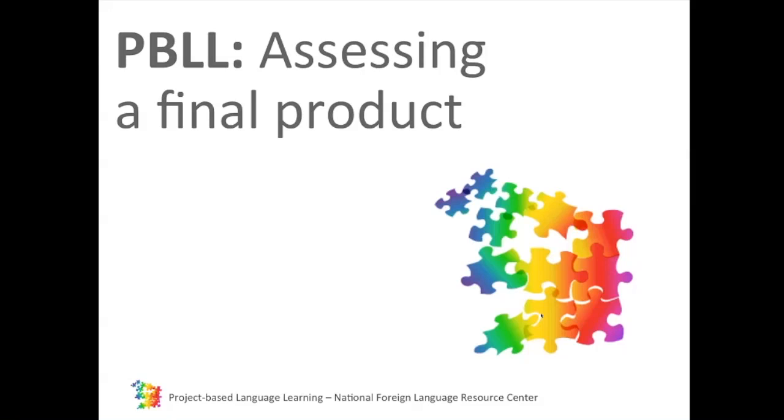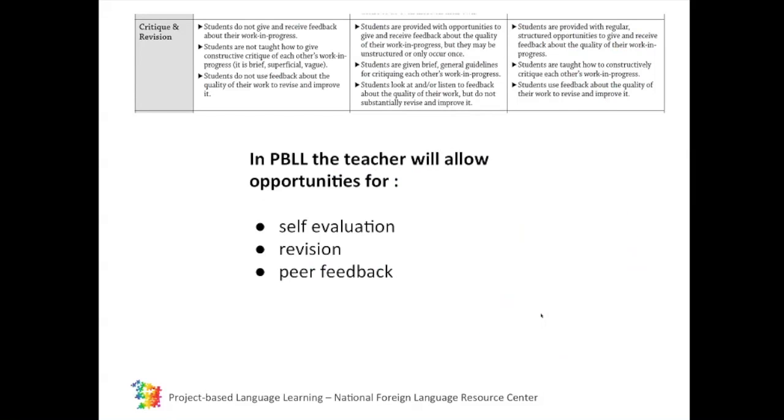Now, you can't give a student a final product without first providing plenty of opportunities throughout the project process for them to self-evaluate, for them to revise, for them to get peer feedback and teacher feedback. This is a critical part of assessment of a final product. So they will receive from you a summative assessment or a final grade, if you will, but you can't do that without allowing them opportunities to self and peer critique and revise.